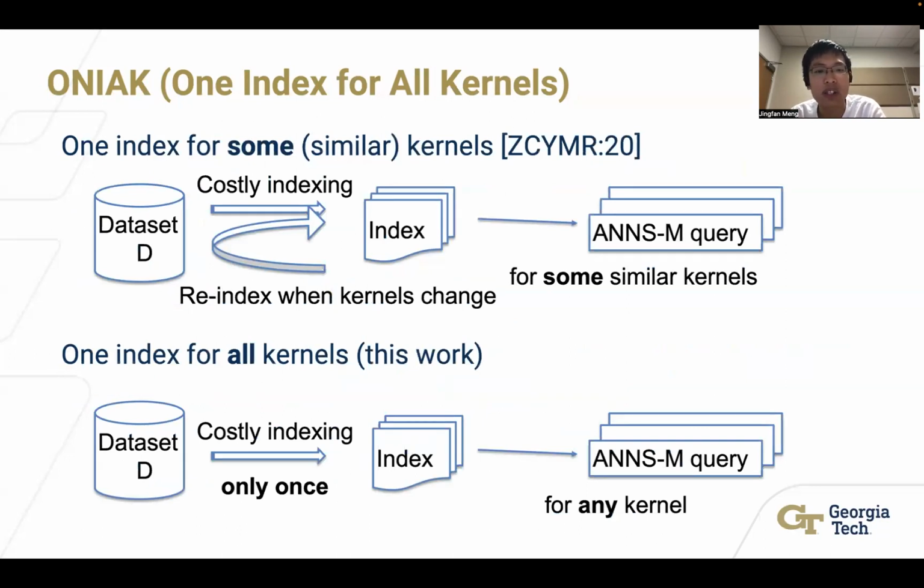In 2020, the solution builds an index using some costly indexing procedures, but the index only works for some similar kernels. If the kernel changes beyond the capability of this index, then we need to re-index, and it is very costly. In this work, we can build an index for any kernel. So we pay this costly indexing procedure only once, and this index can be used for Mahalanobis queries for any kernel.